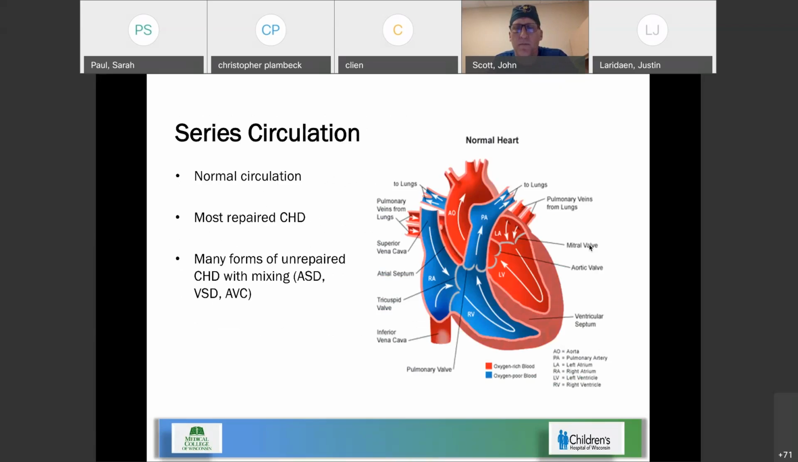It's what we're thinking about when we deal with normal variants and many other forms of unrepaired congenital heart disease. And that's where your systemic circulation is in series with your pulmonary circulation. And the mixing lesions we just talked about, the ASDs, the VSDs, and the AV canals are all this sort of physiology. And then some of the more complex forms, as we'll see on the next slide, are parallel circulation.